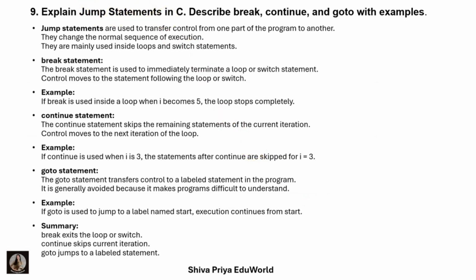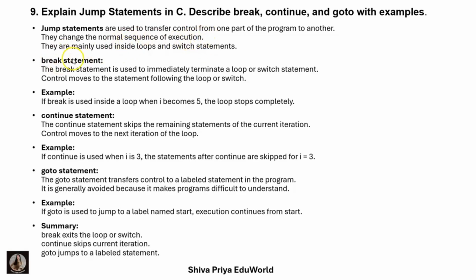Explain jump statements in C. Describe break, continue, and goto with examples. I have already told you about jump statements. Those are used to transfer the control from one part of the program to another part of the program. They can change the normal sequence of the execution. And they are mainly used inside the loops and switch statements as well. Inside the loop and switch.